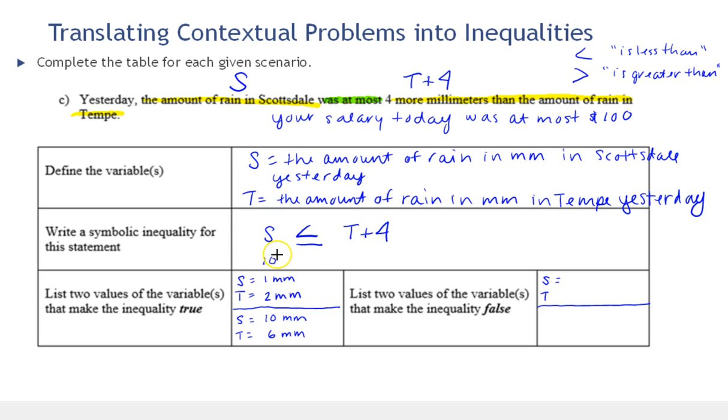So I'm going to pick some bigger numbers. Okay, so I'm going to pick 10 millimeters for Scottsdale. And then if Tempe was only, say, 2 millimeters of rain, 10 would not be less than or equal to 6, so I'm going to use 2 millimeters.